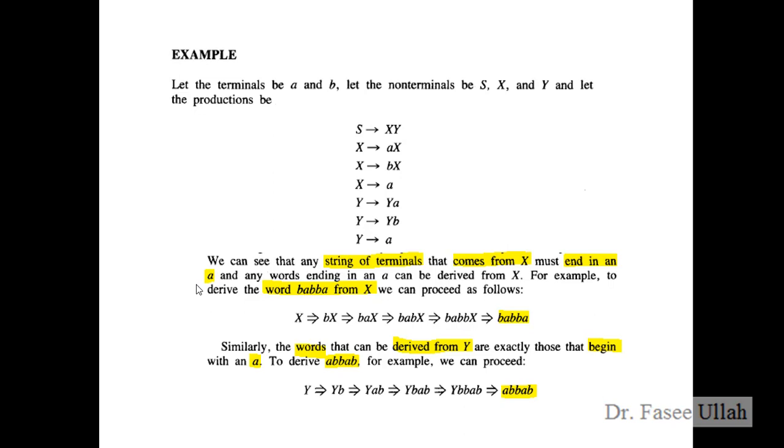That is one observation. Any word ending in a can be derived from X. This is the second observation. For example, to derive the word b a b b a from X, we can easily proceed with the following production rules: bX, then we get baX, then we get babX, and then we get babbX, and finally X with a.